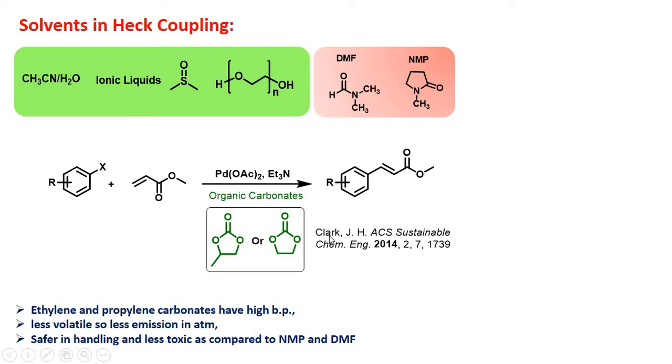In 2014, Clark reported the reaction of aryl halides with acrylic esters in the presence of palladium acetate, triethylamine and organic carbonates as solvents. This is called ethylene carbonate because there are two carbons, 1 2, and this is the carbonate group. This is propylene carbonate. They observed that ethylene and propylene carbonates have high boiling points similar to those of DMF and NMP. These carbonates are also less volatile, so there is less emission in the atmosphere. They are safer in handling and less toxic as compared to NMP and DMF.